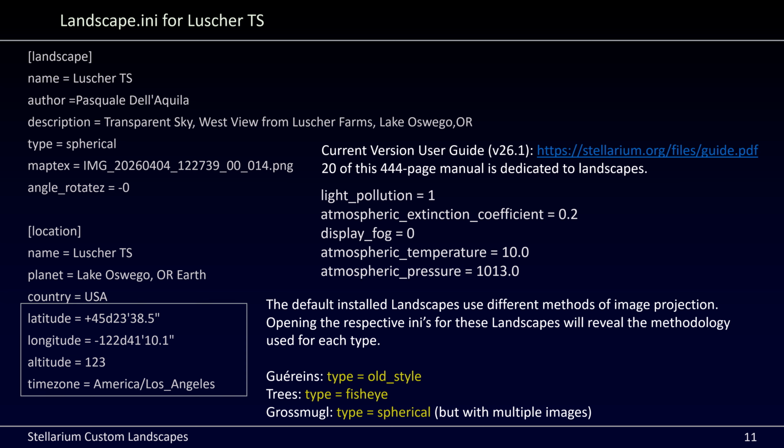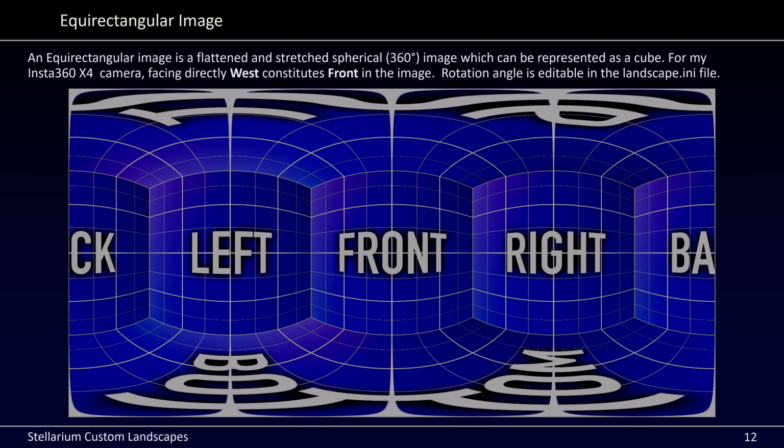So we're going to be concerned right now with the important factors of this INI file, and that really means the latitude, longitude, altitude, time zone, the type of image, angle, and type of file. So for us, for this type of projection, which is spherical, is another word for equirectangular. So what is an equirectangular image? Well, an equirectangular image is a flattened and stretched spherical image which can be represented as a cube.